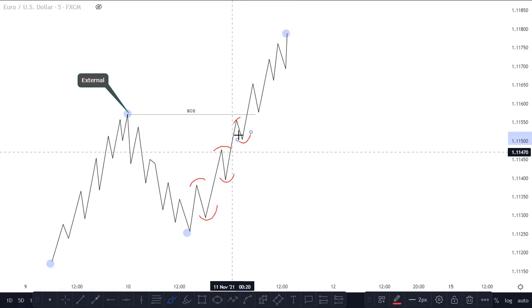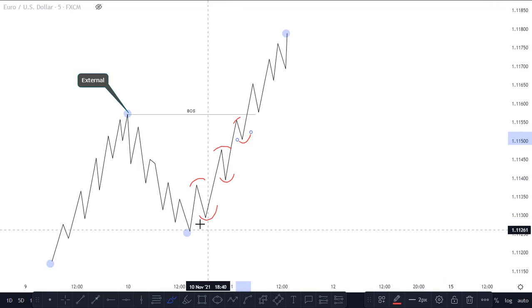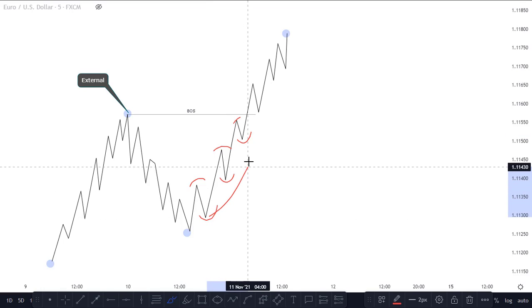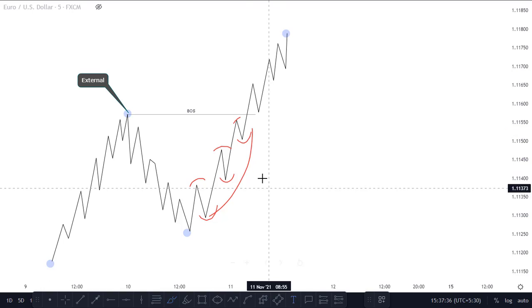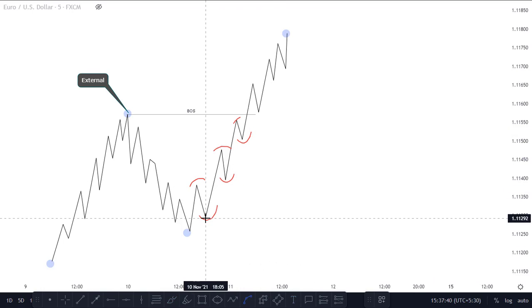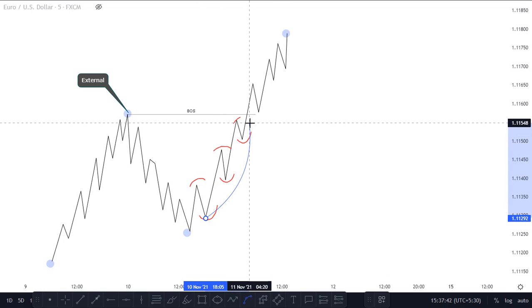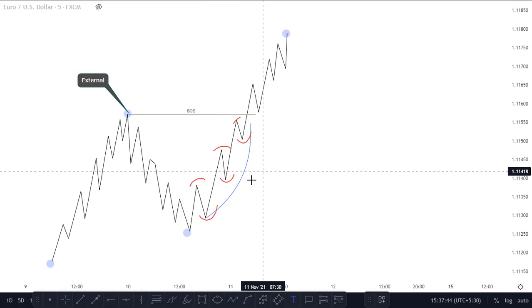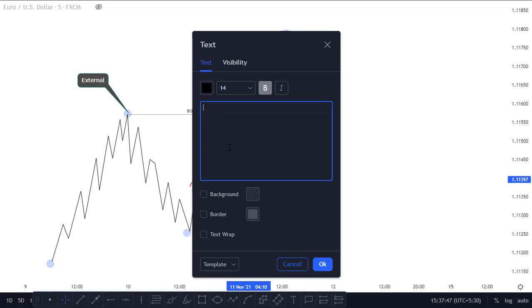Now, the structure we have before we get a break of structure here is what we call internal structure. This is internal structure. We call it internal structure.